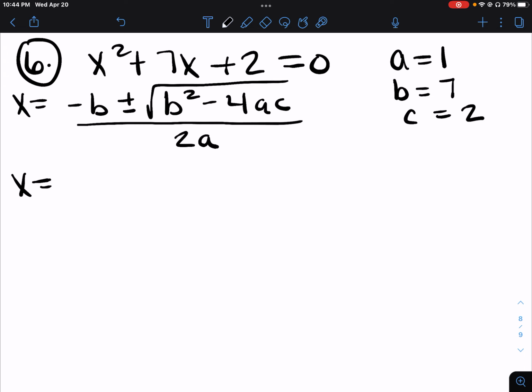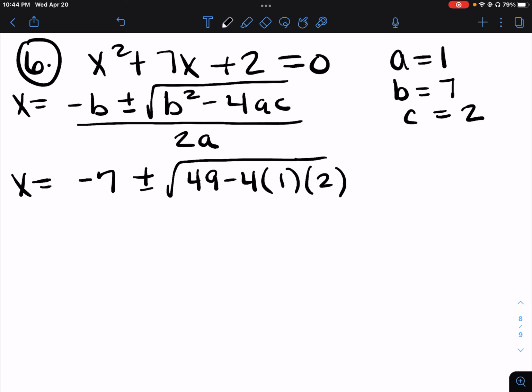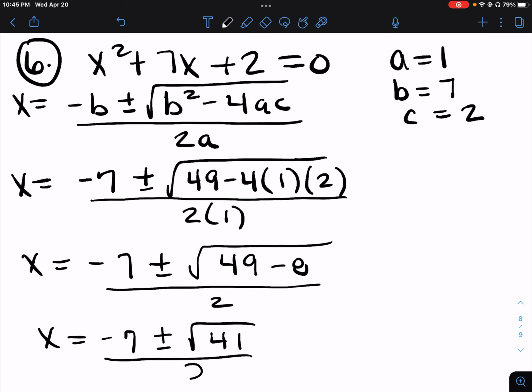So I'm going to plug in negative b, the opposite. B squared, 7 times 7. 4ac means multiply. A is 1, C is 2. 2a means 2 times 8. We always multiply first. 4 times 1 times 2. 49 minus 8. The square root of 41 doesn't do anything.